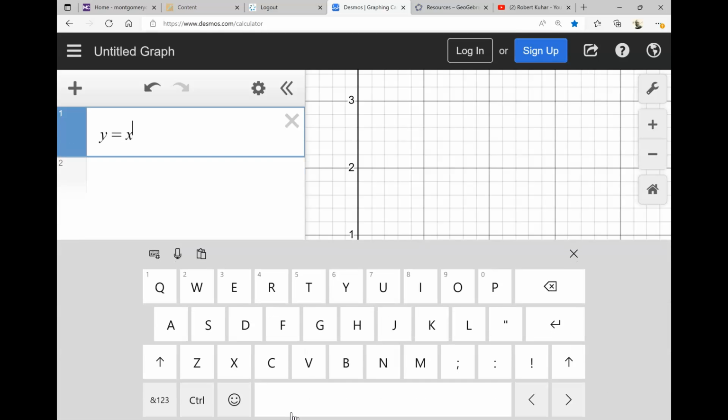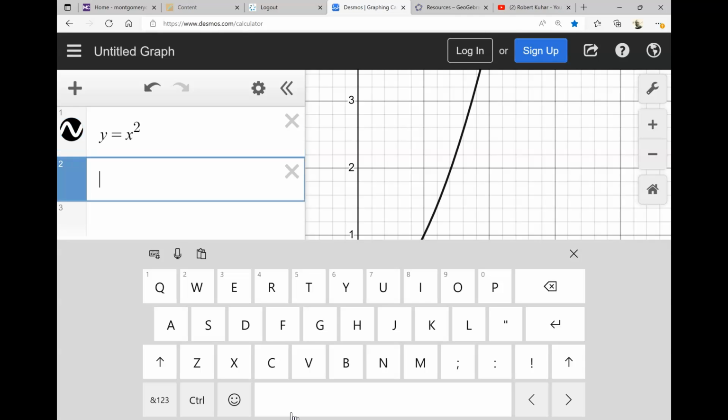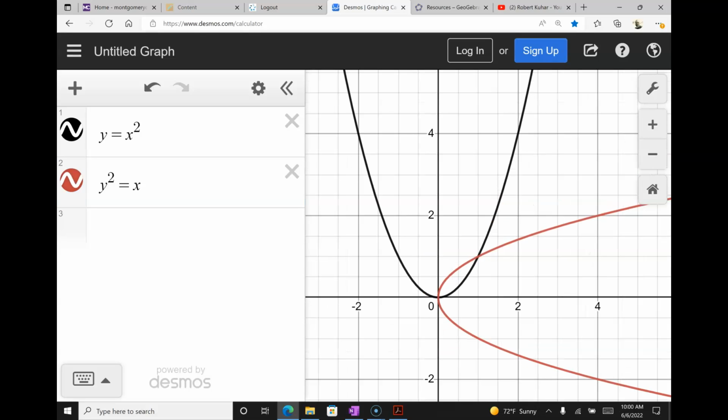y equals x squared and y squared equals x. If I solve for x in both of these, I would get x equals what? Square root of y. Yes? And x equals y squared. But you can kind of see the x squared curve and the square root curve, can't you?